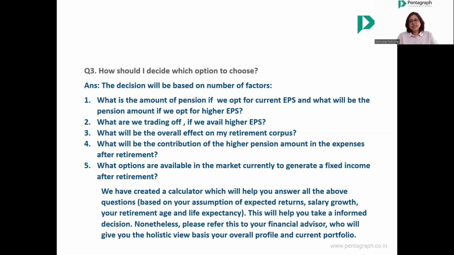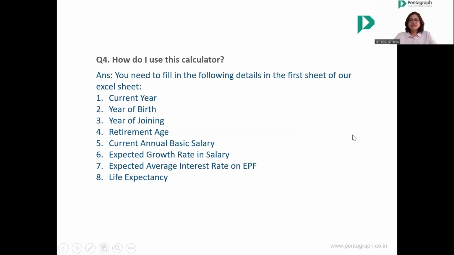To start with, let us first try and find the three important figures which will help us take a more informed decision. Now we'll move to our Excel sheet, where we need to fill in the very basic details, the details which are very handy with you. We need to input the current year, your year of birth, your year of joining, retirement age, your current annual basic salary, expected growth rate in salary, expected average rate of interest on EPF, and your life expectancy.